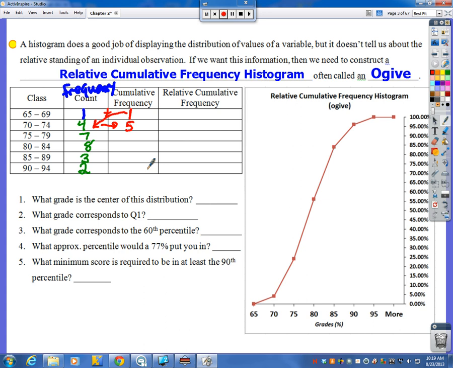So at this point, when we have gotten up to a score of 74, there are 5 people that have gotten a 74 or lower. Okay, so we're going to keep accumulating, if you will.